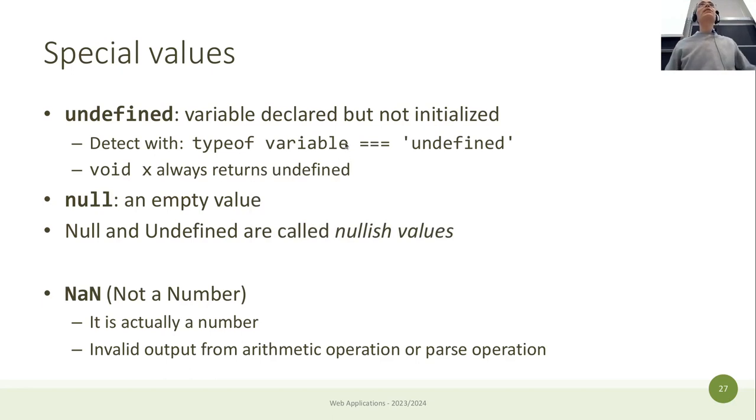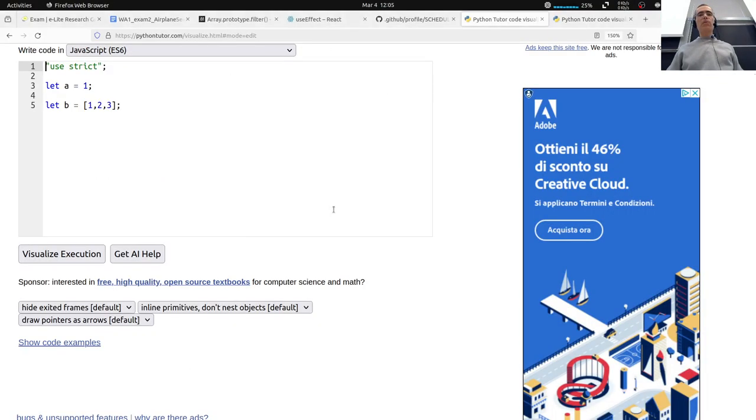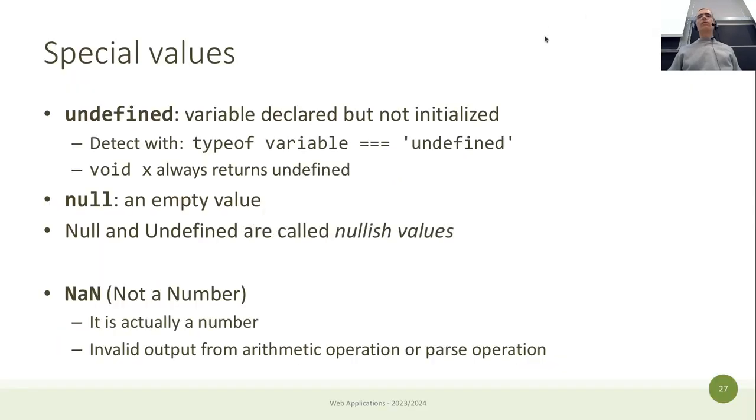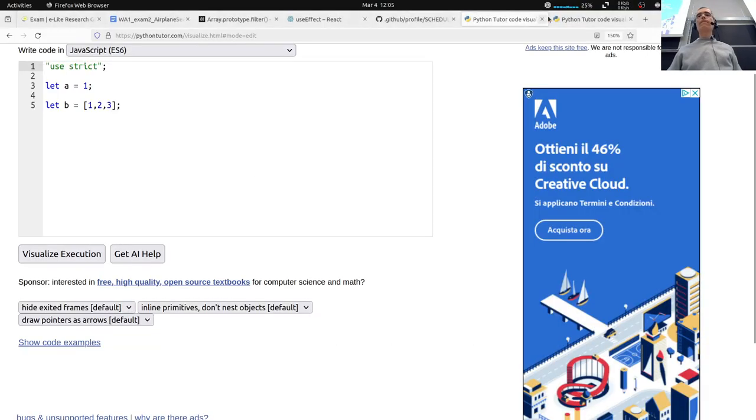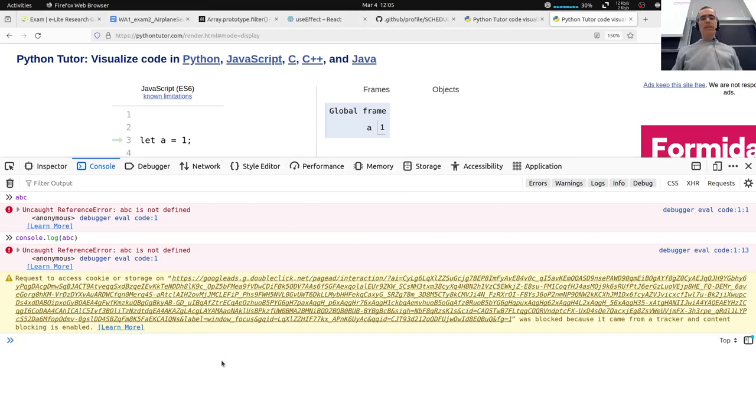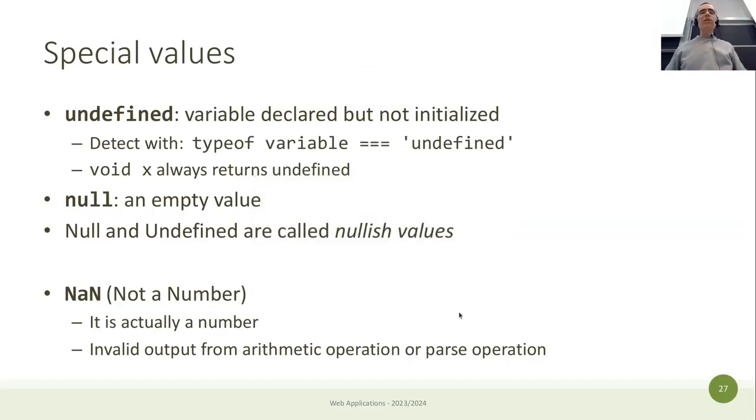Sometimes this undefined value comes out, which is a special value. It's what is contained in a variable that has been declared but not initialized. That's why the example wasn't working. So you can print abc. Okay, undefined, and now it's undefined. But we will come back to these examples.